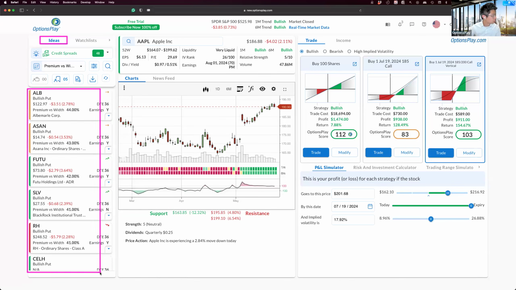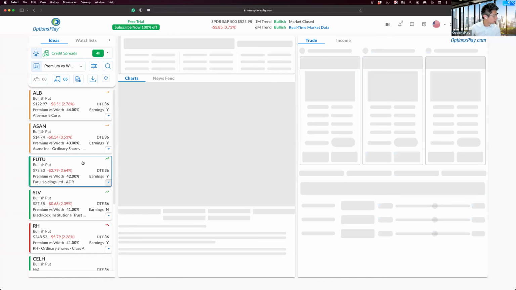As you can see, these are all the ones that are in that 40% range. These have already been scanned for liquidity, so these are all very liquid symbols. And number three, they have a technical alignment, waiting for that pullback on bullish trades and waiting for that rally on bearish trades. So let's take a look at some of these ideas. Let's take a look at Futu, for example.